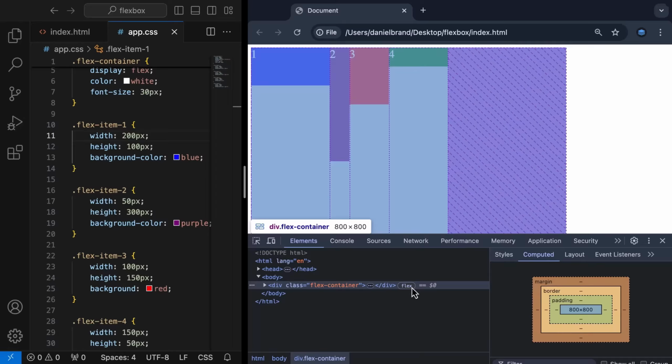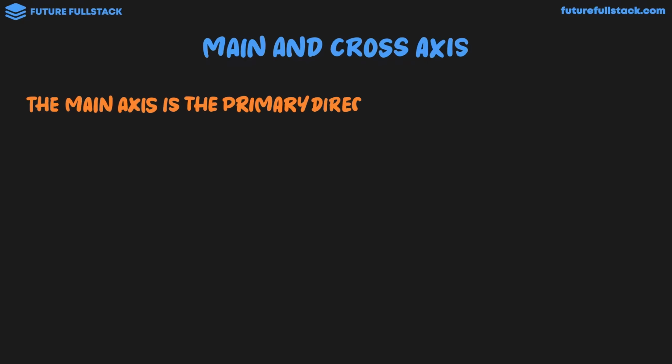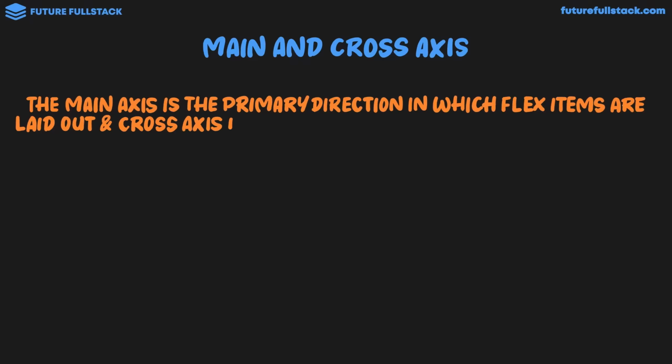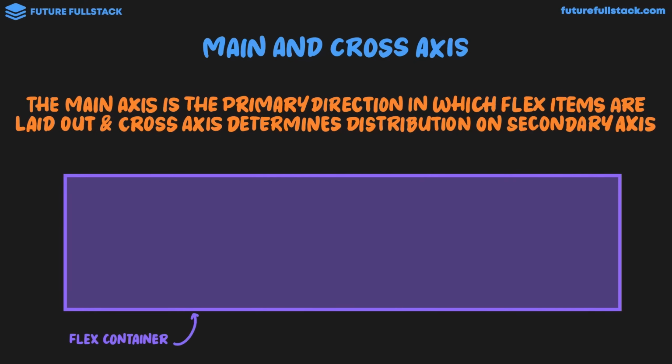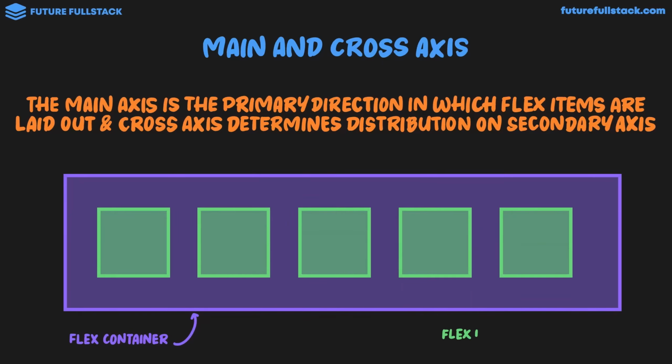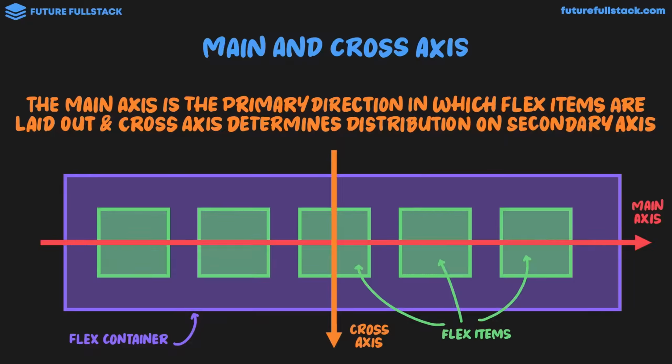The next really important concept we need to talk about is main and cross axis. The main axis is the primary direction in which flex items are laid out, and the cross axis determines distribution on the secondary axis. Okay, that was a lot to take in. Let's break it down. We have our flex container and our flex items. Now, as I'm sure you know by now, flex items by default appear in a row from left to right. This is what we call the main axis. It's the primary direction in which flex items are laid out. But there's also another axis called the cross axis. And we can also lay out flex items in relation to this axis.